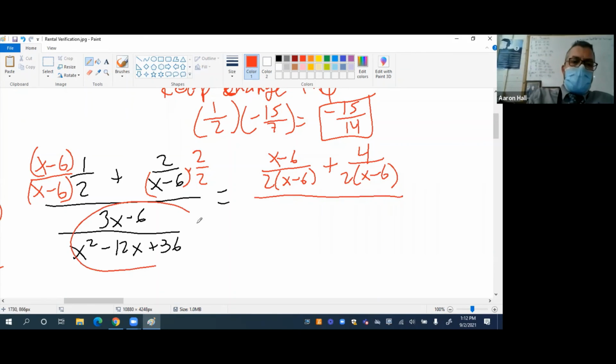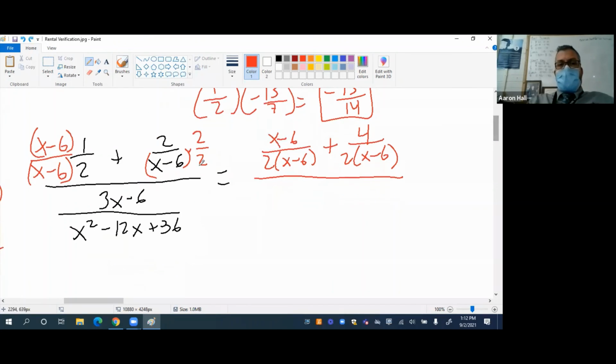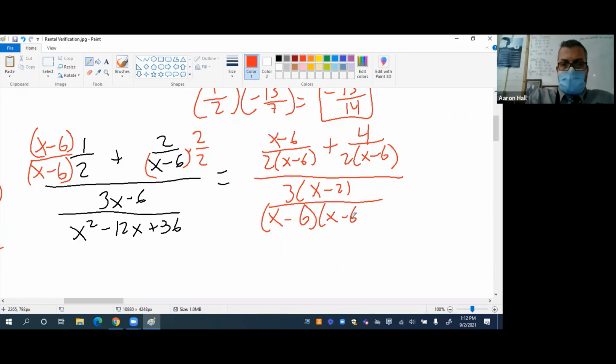Any suggestions of what we can do with the denominator just to save steps? Factor. Yeah, factor. Can I factor anything in the numerator? 3 and x minus 2. Okay, 3 and x minus 2. What about the denominator? X minus 6 and x minus 6.